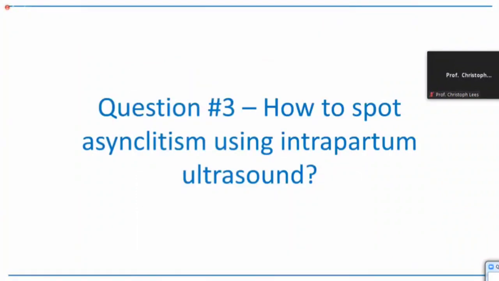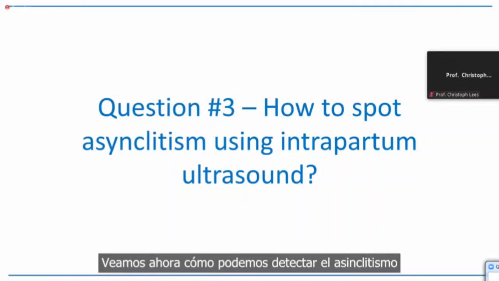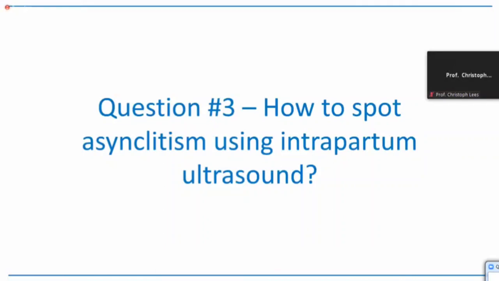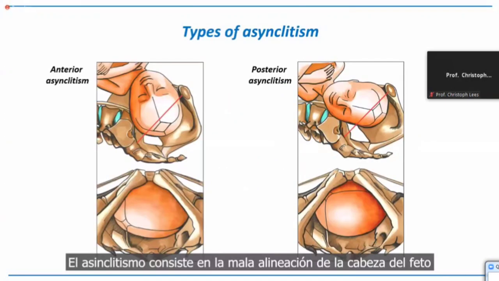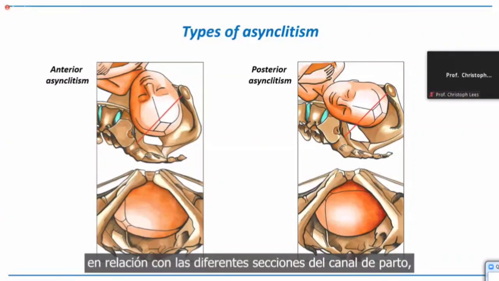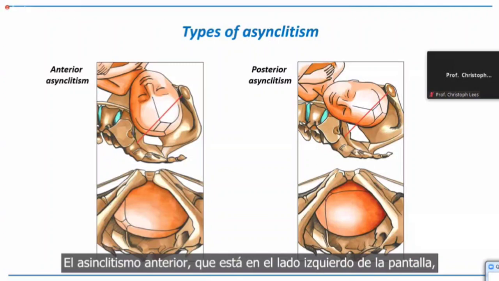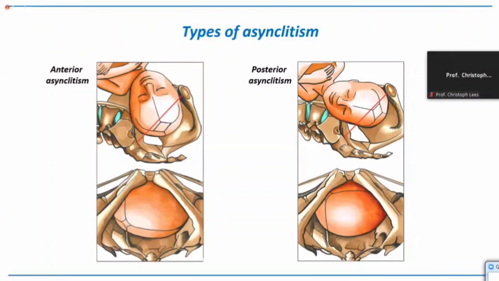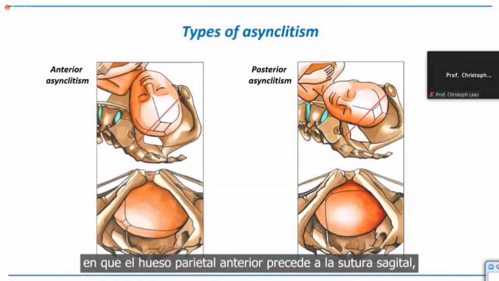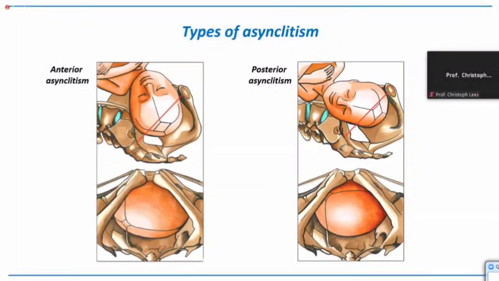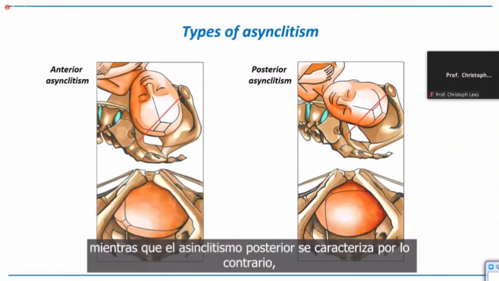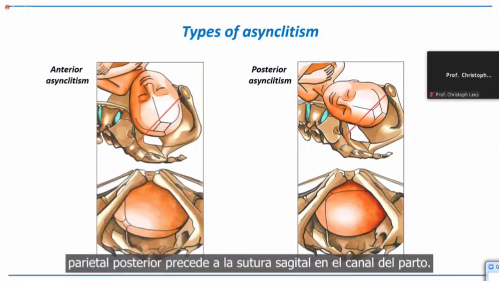Moving on from position and malpresentation, let's see now how we can spot asynclitism using intrapartum ultrasound. Asynclitism consists in the malalignment of the fetal head in relation to the different sections of the birth canal, which determines the fact that one of the parietal bones of the fetal skull precedes the sagittal suture. Anterior asynclitism, on the left-hand side of the screen, occurs in those cases where the anterior parietal bone precedes the sagittal suture, while posterior asynclitism is featured by the opposite, which means that the posterior parietal bone precedes the sagittal suture in the birth canal.